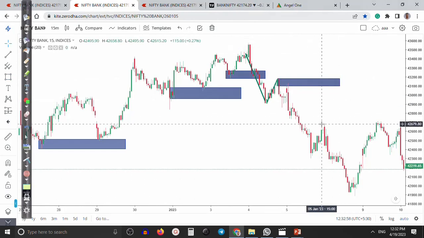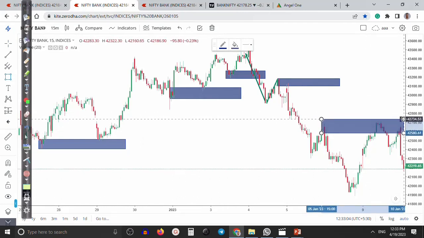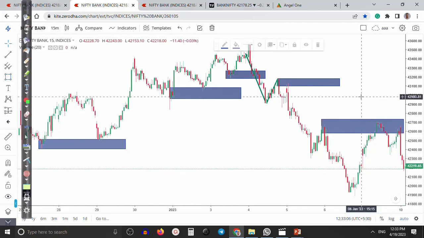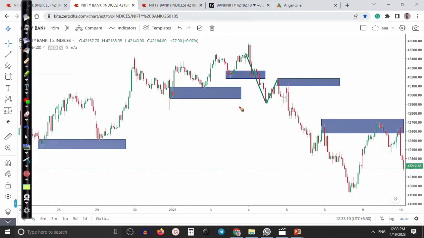All right. So next supply zone will be somewhere here. So price is rejecting from this area. This is the supply zone. Basically, we are looking for short in this area, and we are looking for buy near demand zone, and then near demand zone, and then near demand zone. Okay, we are looking for buy.